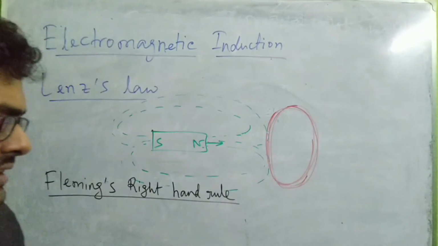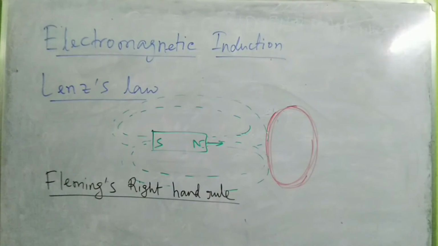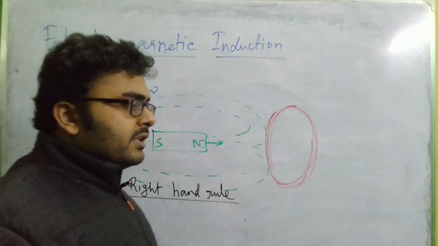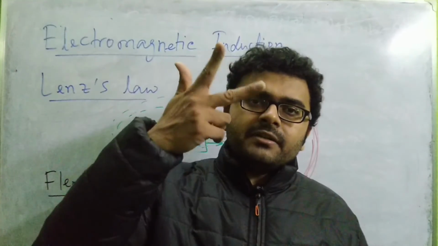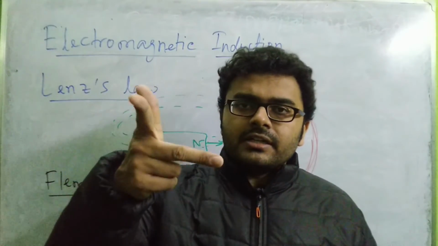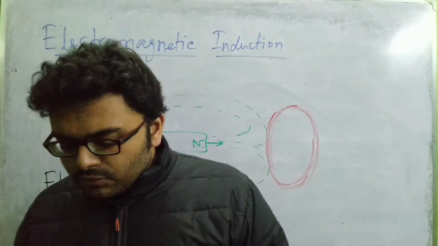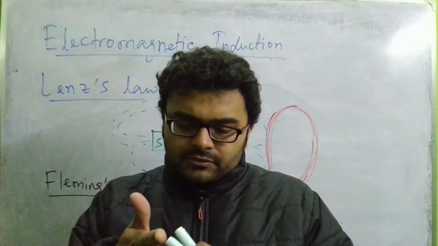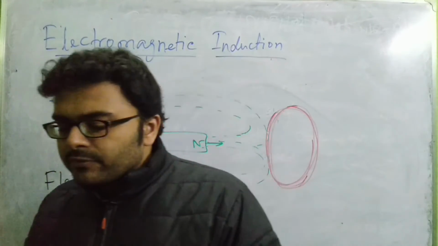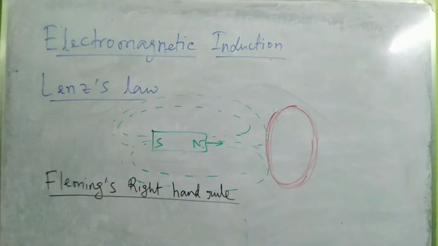So Fleming's right hand rule says that if we stretch three fingers of the right hand mutually perpendicular to each other, the thumb, the index finger and the middle finger, with the thumb denoting the direction in which the conductor is moving, the index finger denoting the direction of the magnetic field, and the middle finger denoting the direction of the current induced, okay. So if we stretch the fingers like this, the middle finger will give me the direction in which the current will be flowing through the conductor. So this is Fleming's right hand rule, okay.